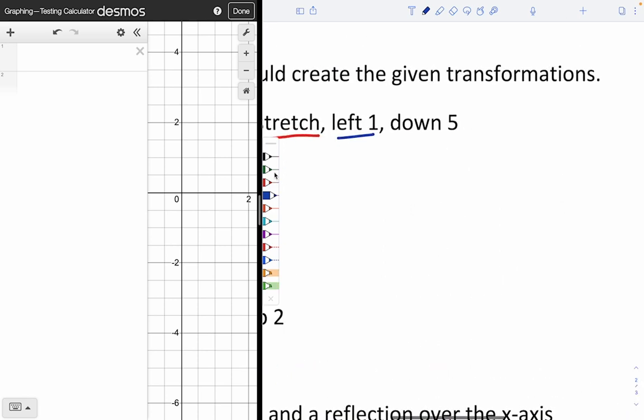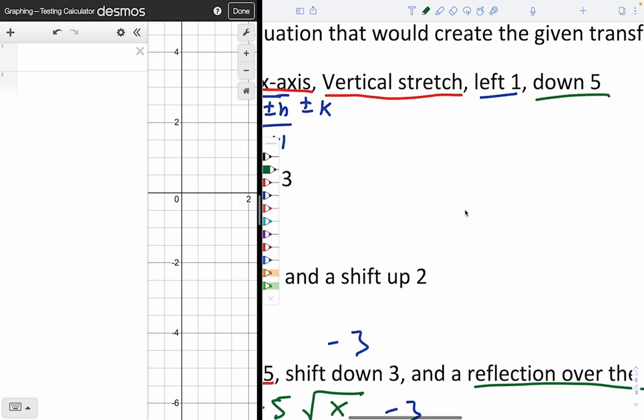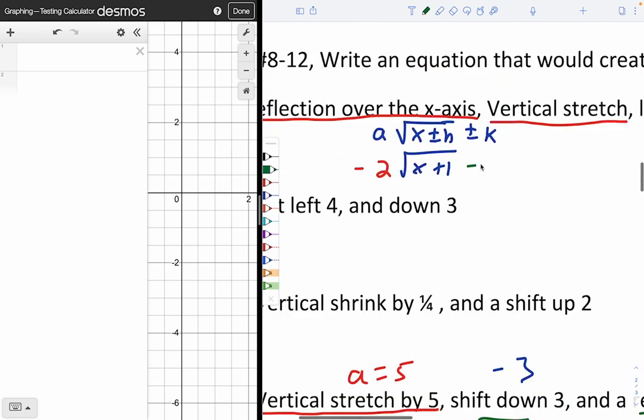And then finally, I have down 5. What part of the formula makes it go down 5? Okay, the k value, so minus k would make it go down, so minus 5. And we're done. We're just writing the equation from the transformations, the reverse of what we did earlier.